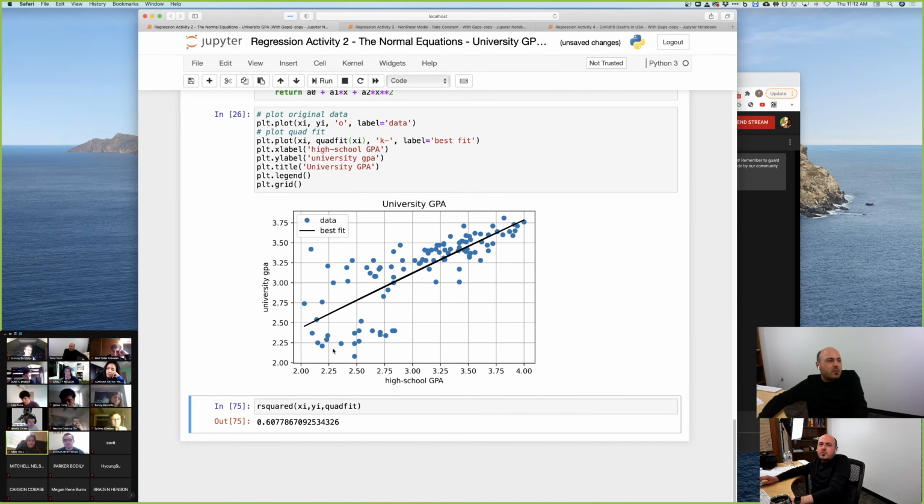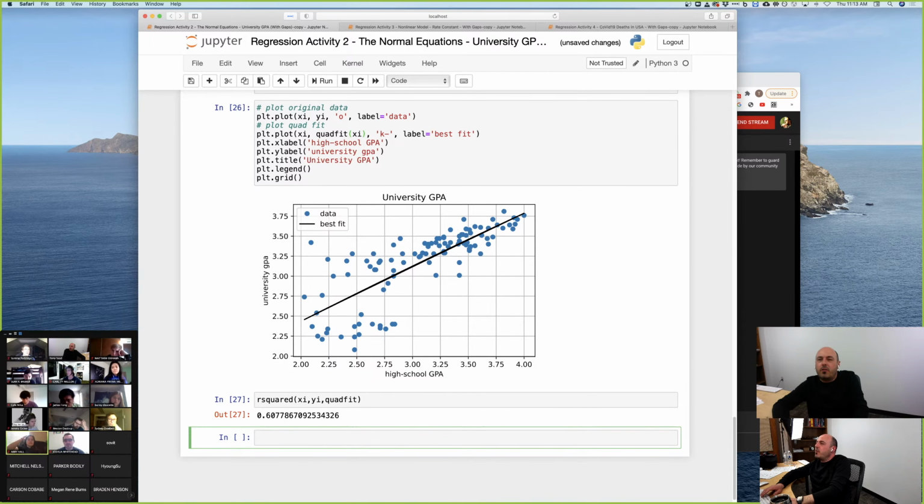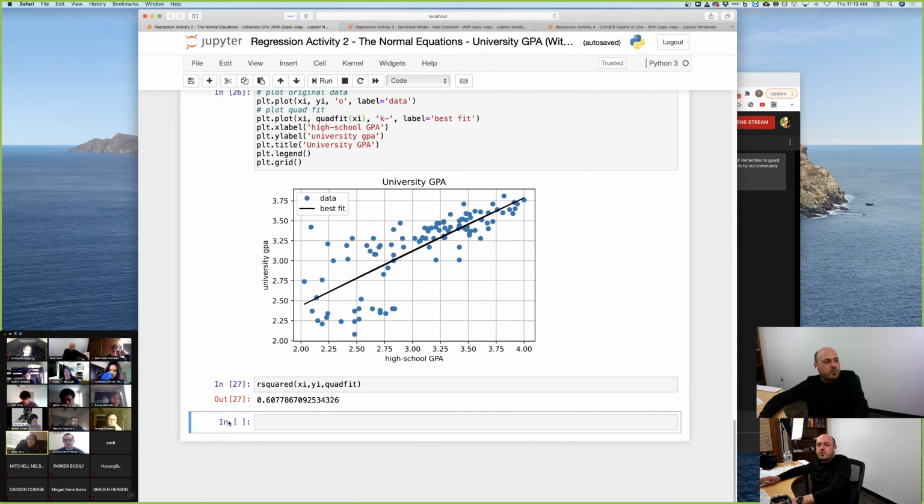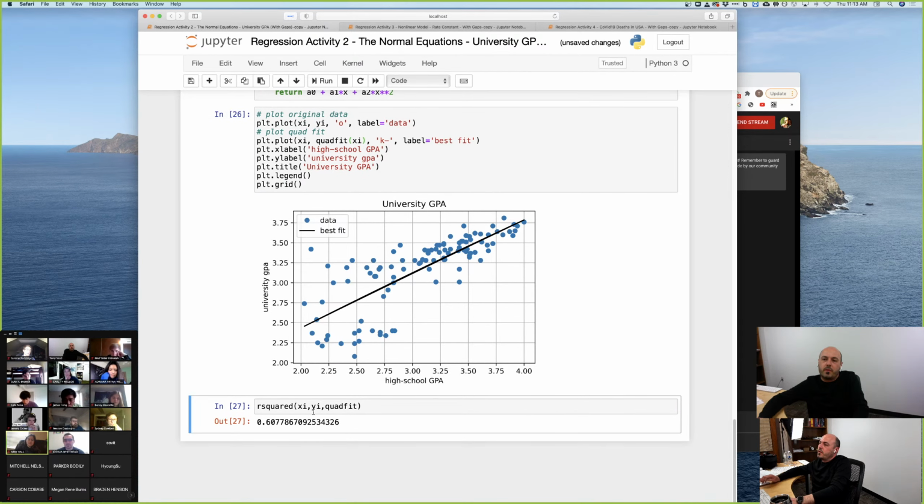Do you expect this to do any better? No, I don't expect this to do any better because the data is weird. The best thing would be linear. I cannot think of any other function that would do better than a straight line. And indeed, we get a 60%, almost the same as the straight line fit for the R-squared value.